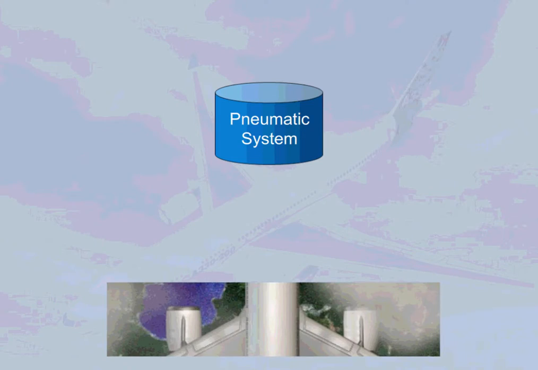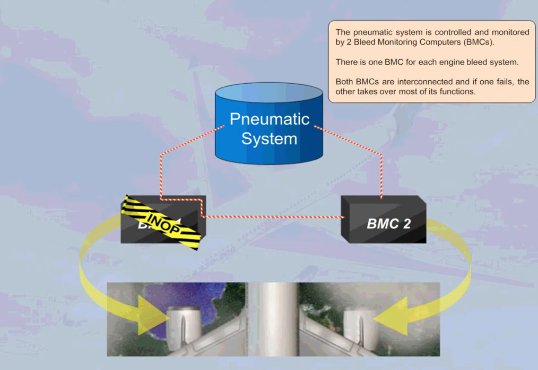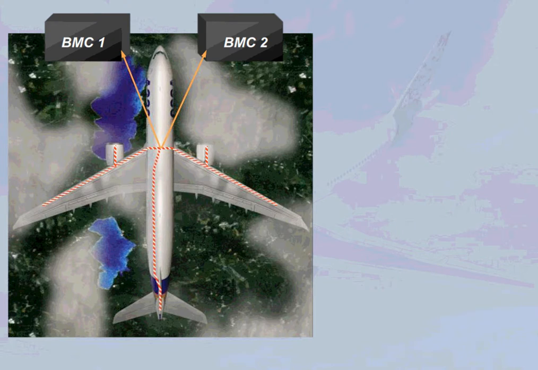The pneumatic system is controlled and monitored by two bleed monitoring computers, BMCs. There is one BMC for each engine bleed system. Both BMCs are interconnected, and if one fails, the other takes over most of its functions. An ambient overheat in the vicinity of the hot air ducts, in the fuselage, wings, and pylons will be detected by air leakage detection loops. If a leak is detected, a signal is sent to the BMCs, which automatically isolate the affected area.